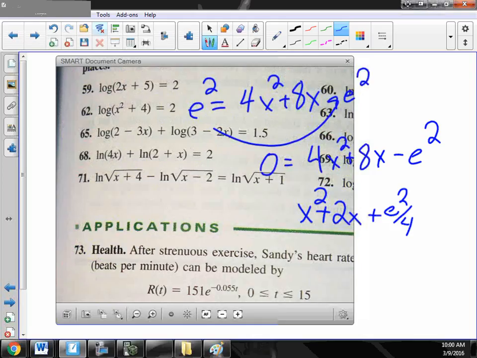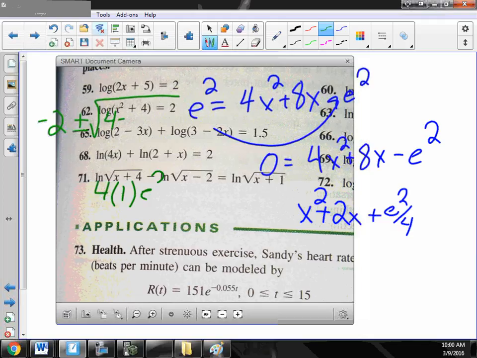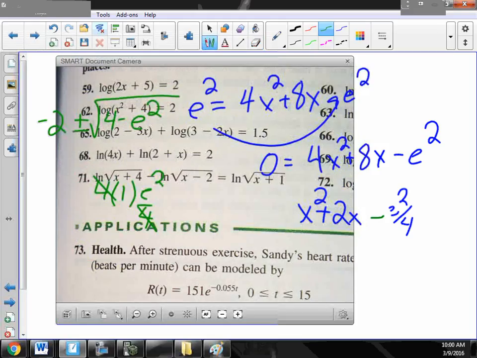So you would do negative 2 plus or minus the square root of 4 minus, so it's going to be 4 times 1 times E squared fourths. So the 4's cancel. So 4 minus E squared. Oh, guess what? E is 2.7. Does anybody see, have I made a mistake anywhere? I don't think so. Oh, dang it. I was hoping it was imaginary and we could stop.